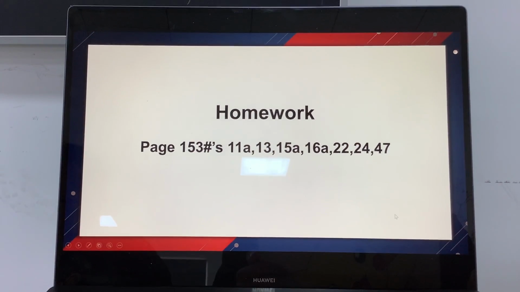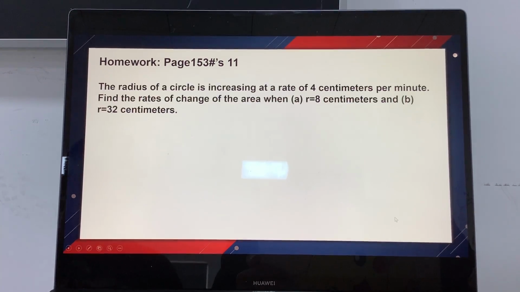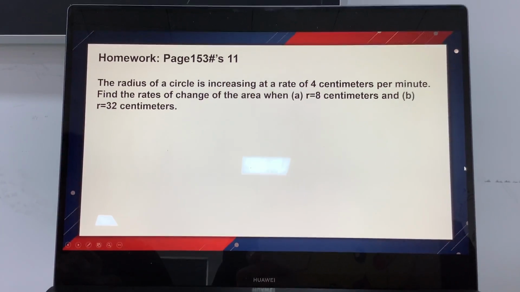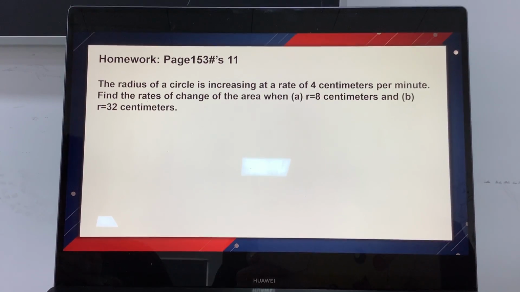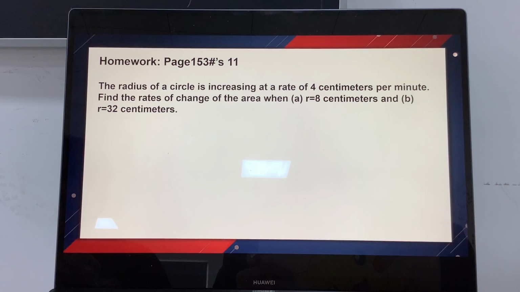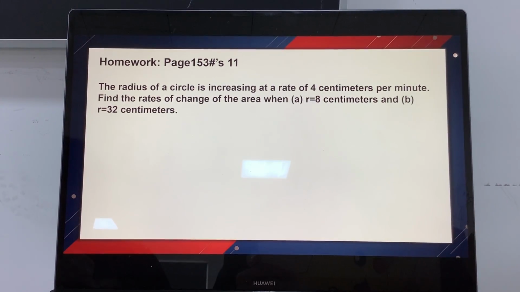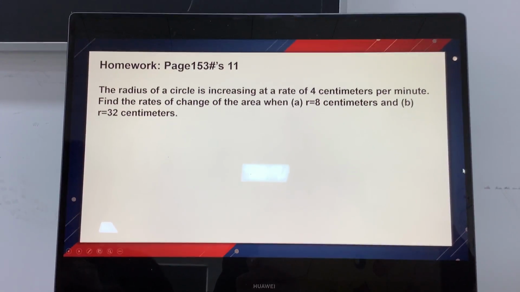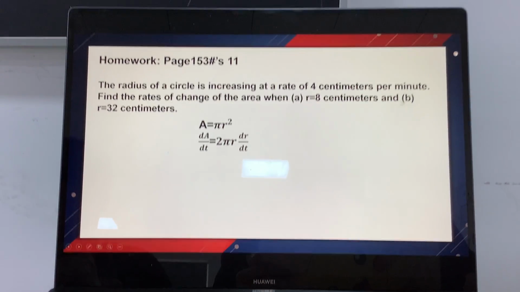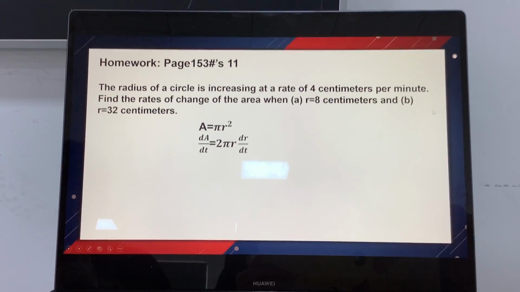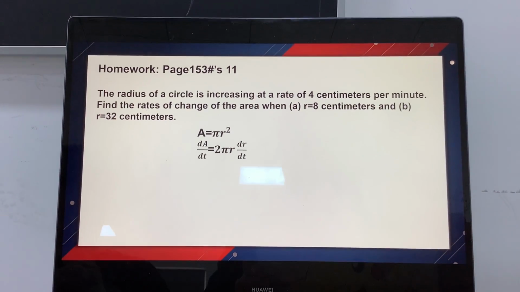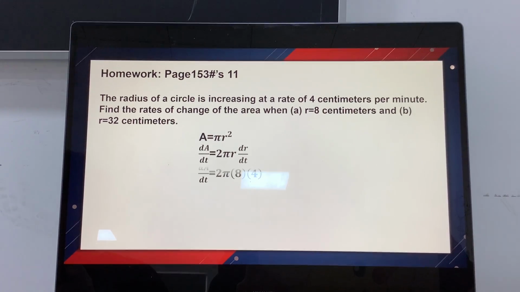Next is your homework. The first homework is: the radius of a circle is increasing at a rate of 4 centimeters per second. Find the rate of change of the area when r equals 8 centimeters and r equals 30 centimeters. In this question we use the equation A equals pi r squared. So dA over dt equals 2 pi r dr over dt.